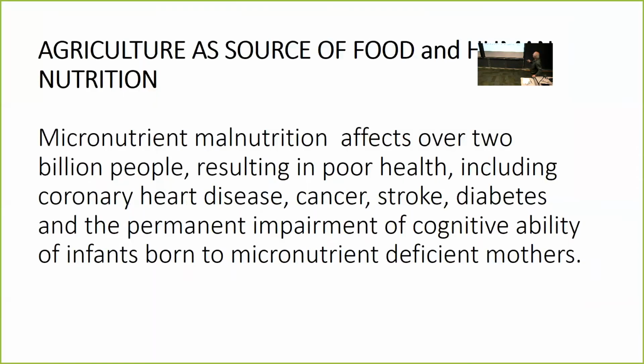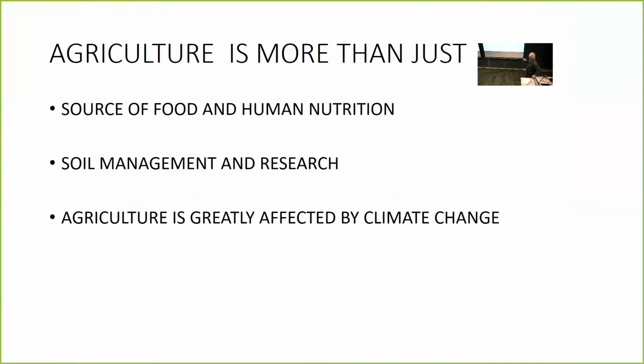Agriculture is a source of food. Micronutrient malnutrition affects over 2 billion people, resulting in poor health, including coronary heart disease. And so these are all important reasons for agriculture. Agriculture is more than a source of food and human nutrition. We have to deal with soil management and research in agriculture. But I found out it is greatly affected by climate change.